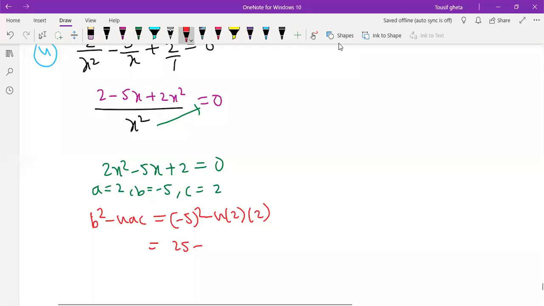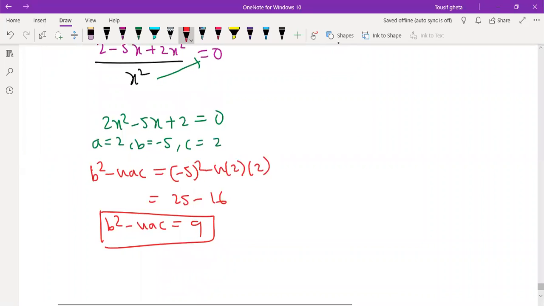4 to the 8 to the 16. You will get b square minus 4ac is equal to 9. So, Shweta, what should I write when you get a 9? Positive value. Very good, Shweta.